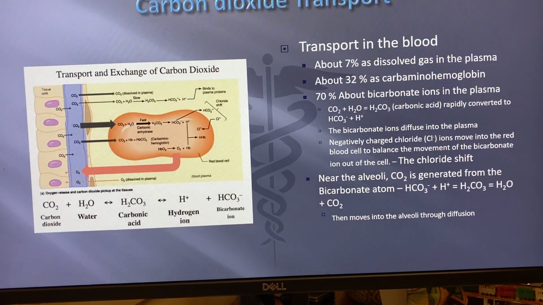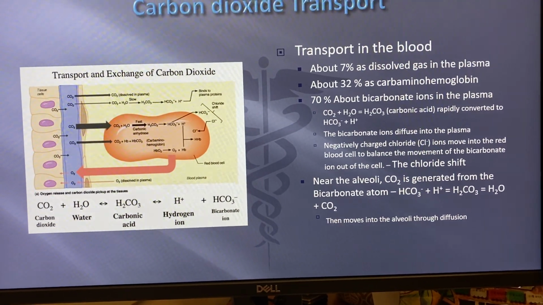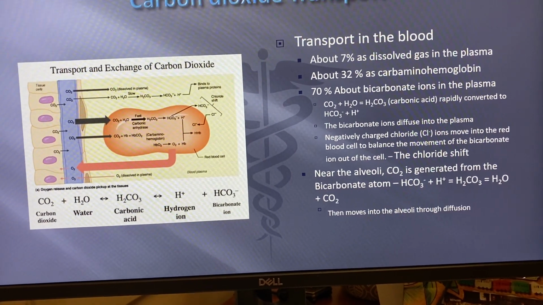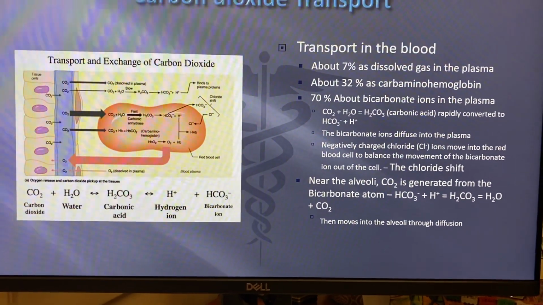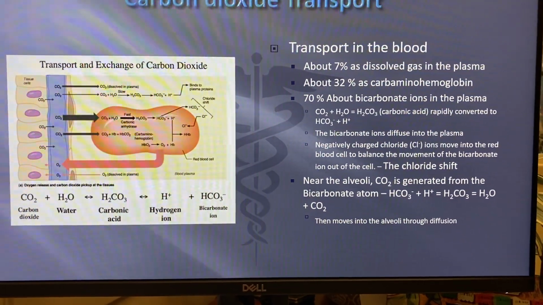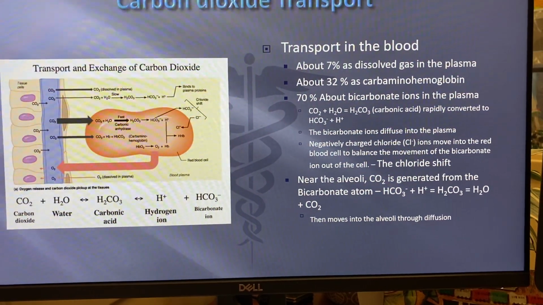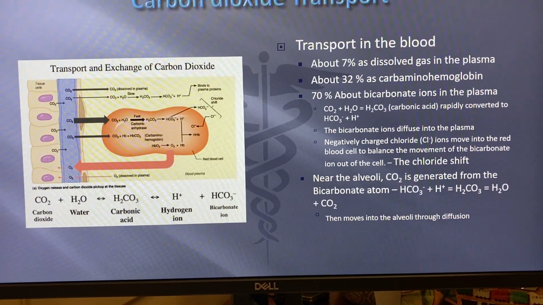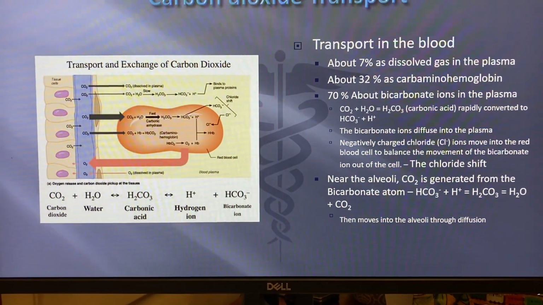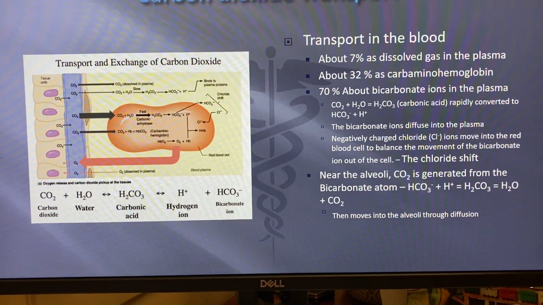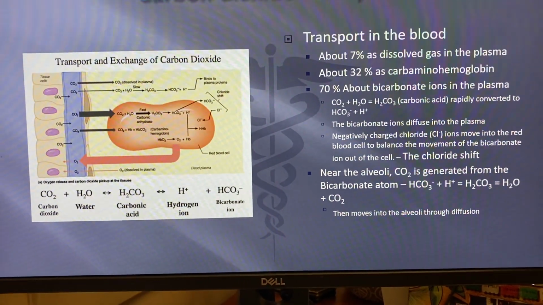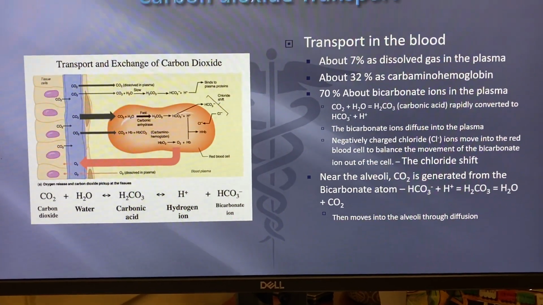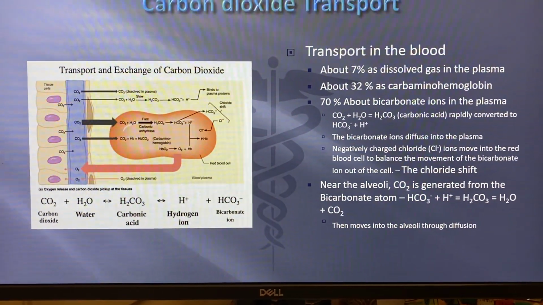So that pH shift of the blood from acidic to basic, well, it doesn't really shift that much. The normal pH of blood is about 7.4, between 7.35 and 7.45. Bicarbonate is going to increase the pH, but the hydrogen ion and carbon dioxide are going to decrease that pH.